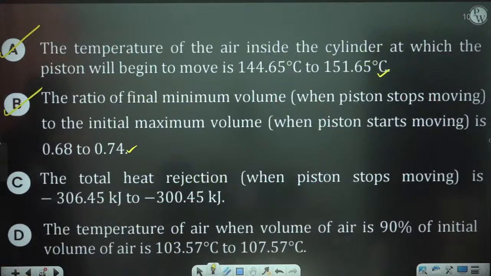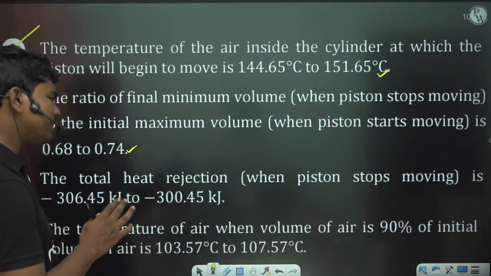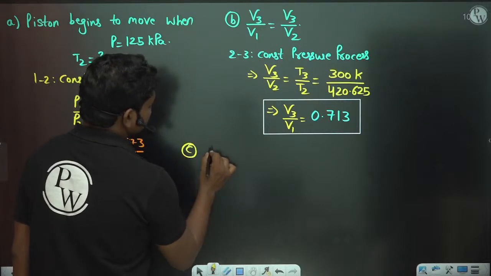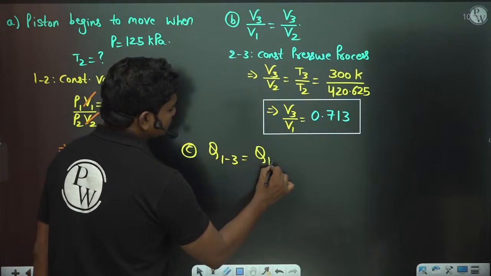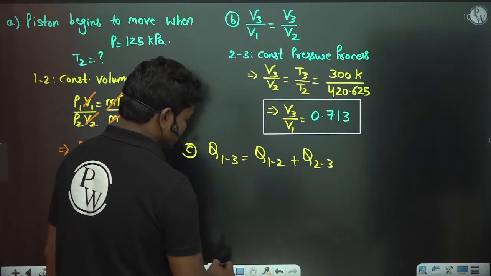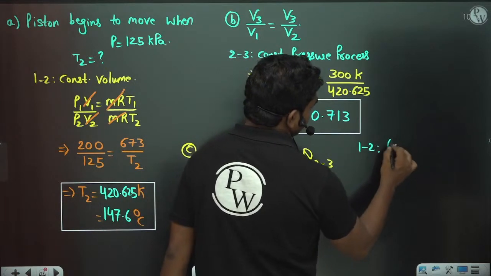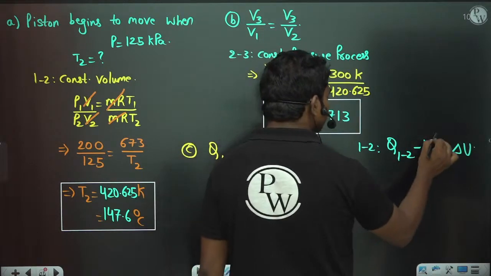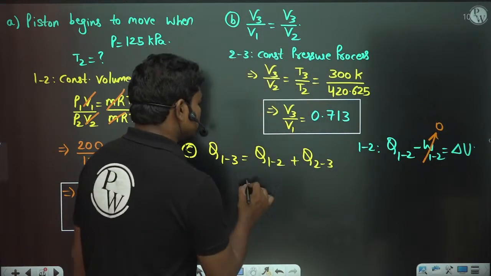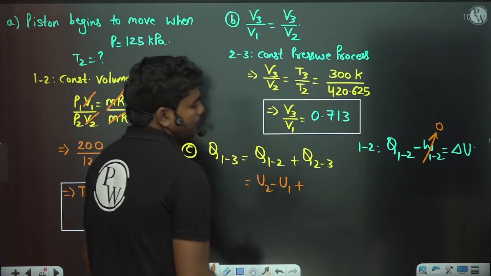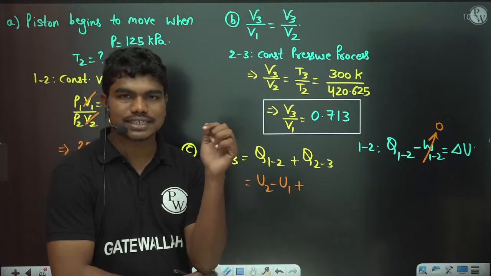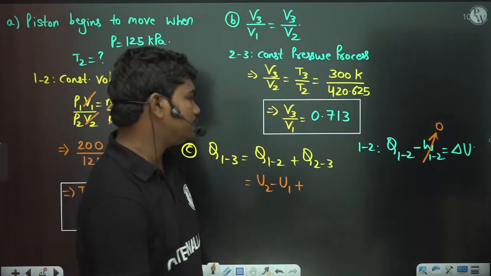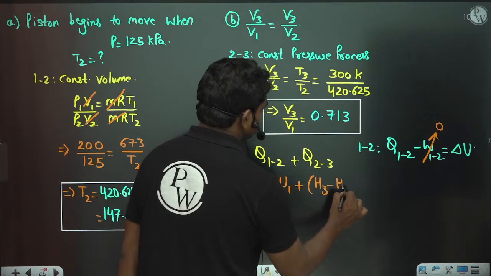Next, what is the quantity that is needed? The total heat rejection when the piston stops moving. So what is the total amount of heat rejection actually? Q123 is equal to the heat interaction in the process 1 to 2 plus the heat interaction in the process 2 to 3. Now for process 1 to 2, Q12 minus W12 is equal to delta U, and W12 is 0 because it's a constant volume process, so there is no work interaction. So this can be written as U2 minus U1 plus, this is a constant pressure process. We have seen in yesterday's class that at constant pressure, the heat interaction is nothing but the change in enthalpy, so H3 minus H2.